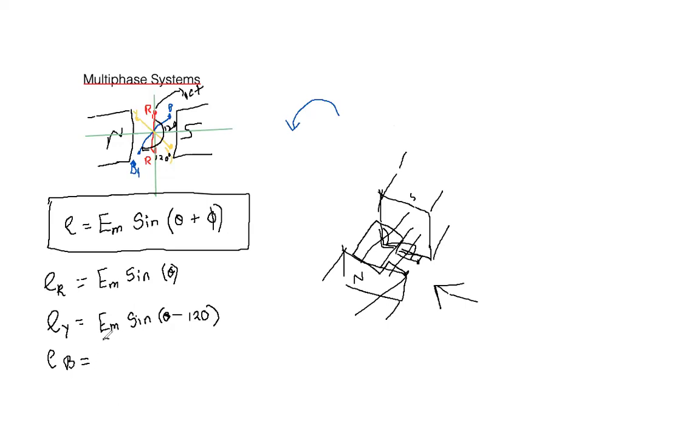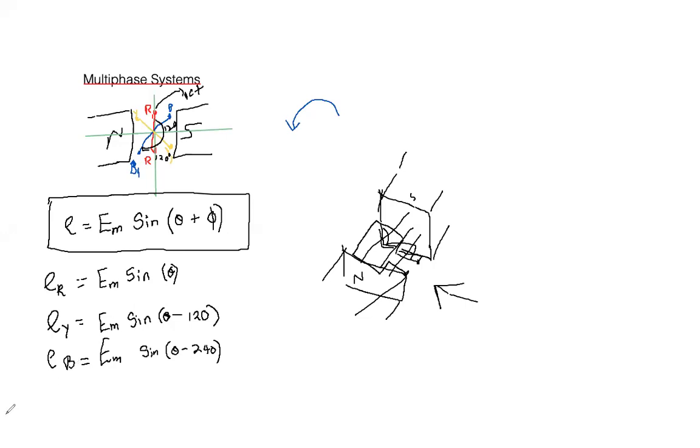Okay, so this one is going to be E_M sine theta minus 240, since we are taking the reference as R. So the EMF in the conductor B is behind by 240 degrees.